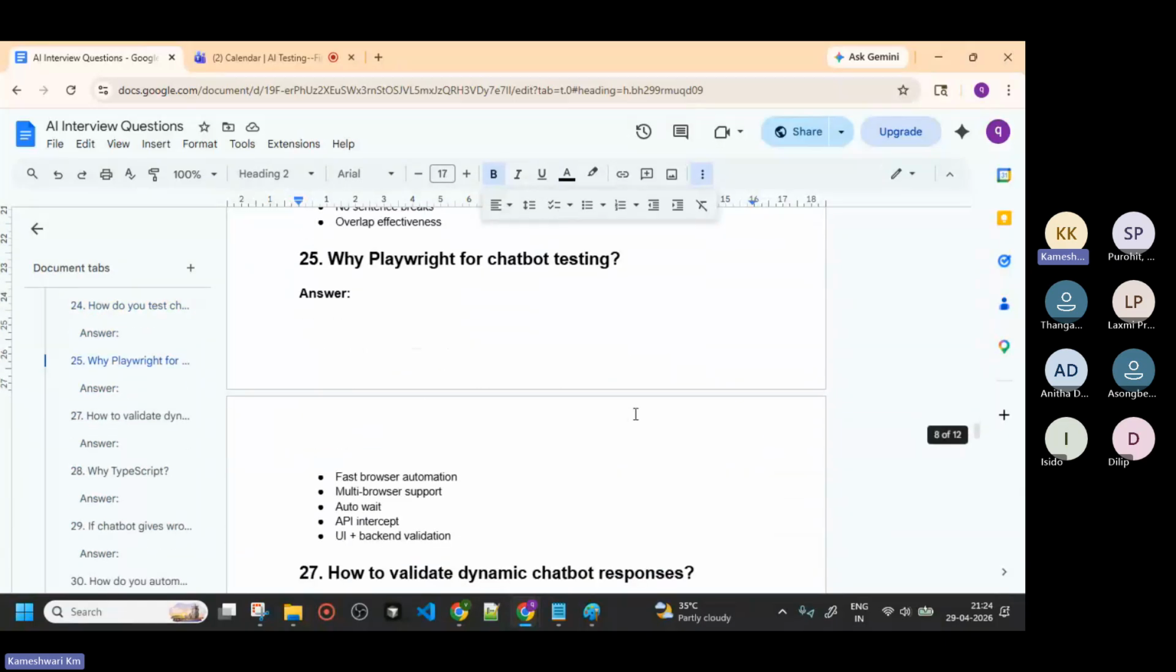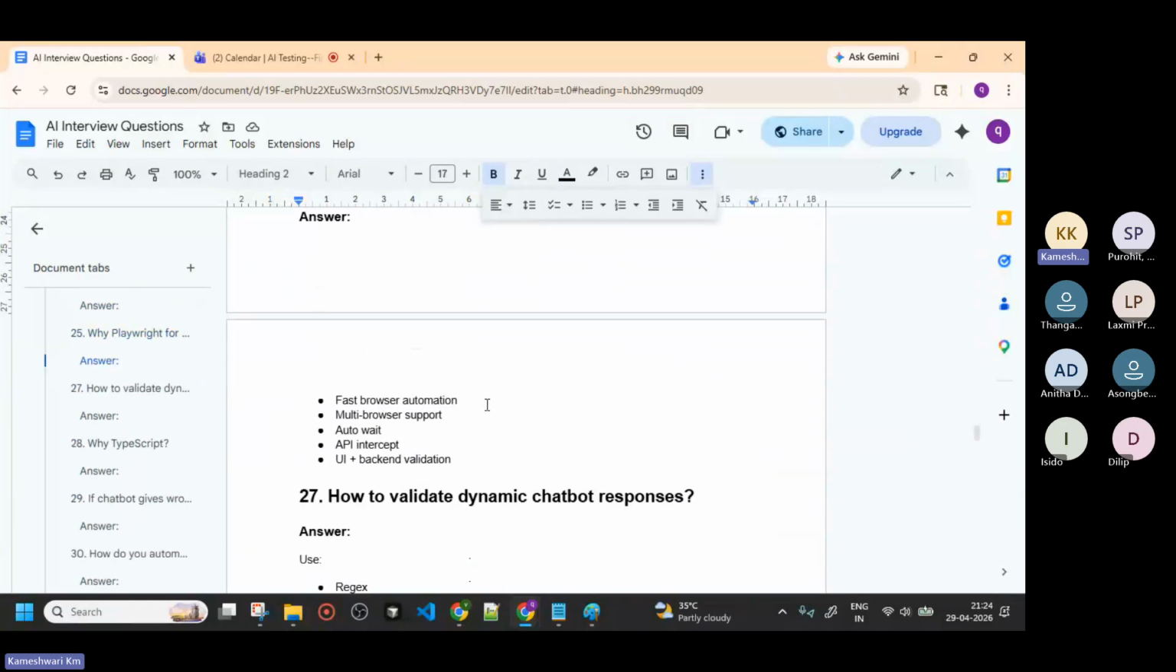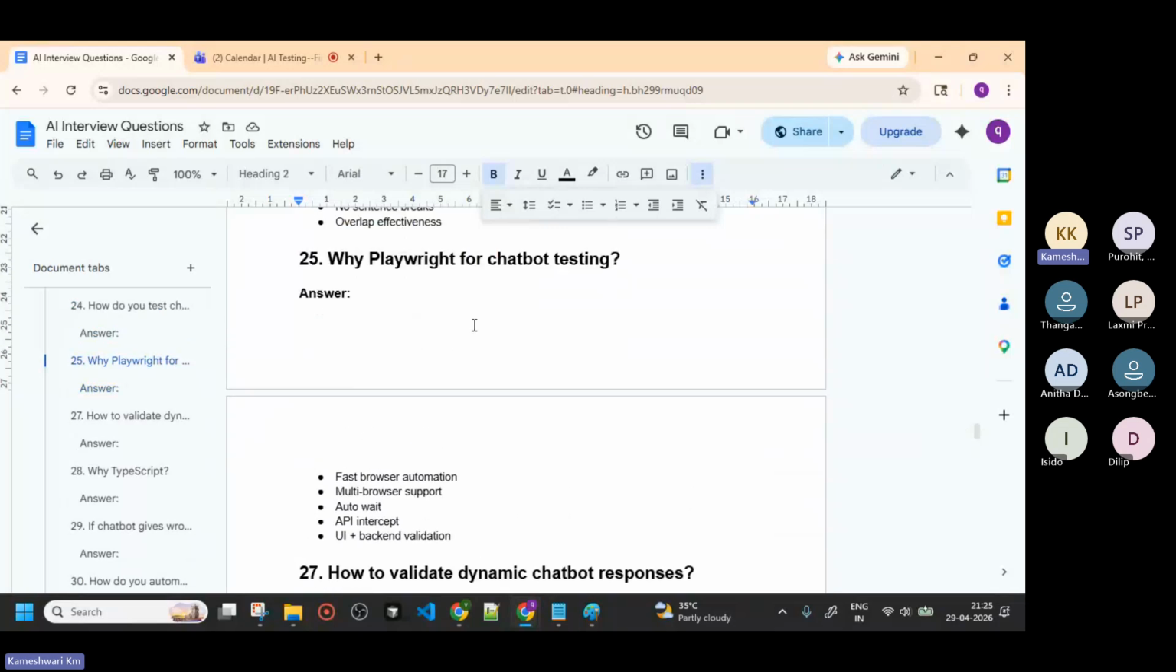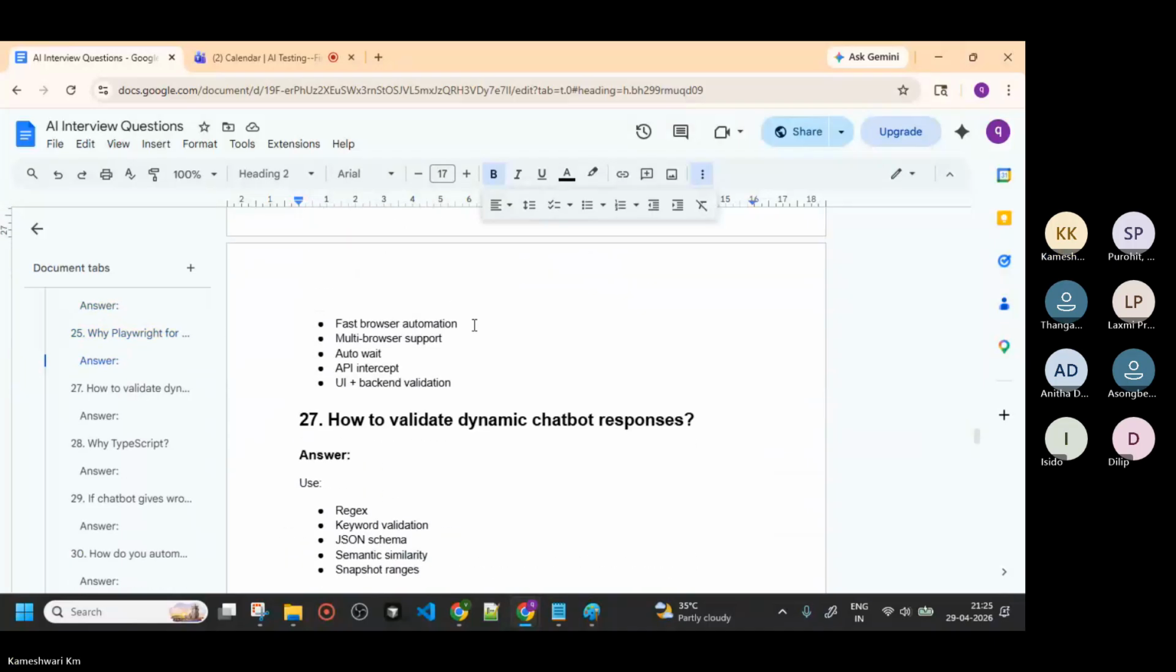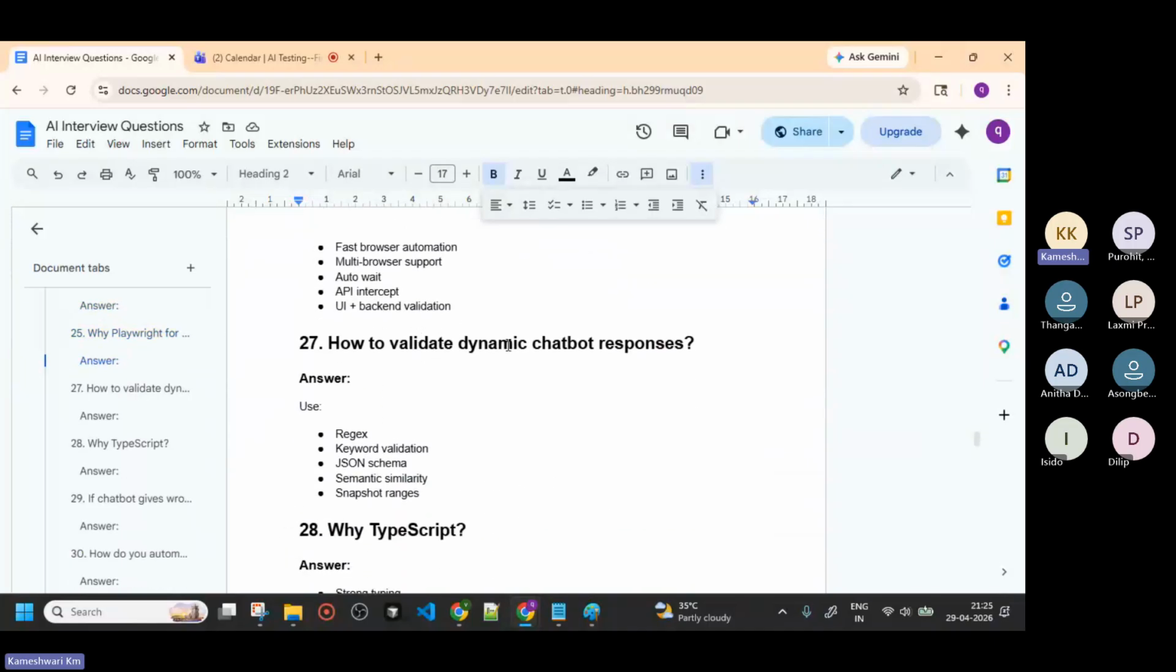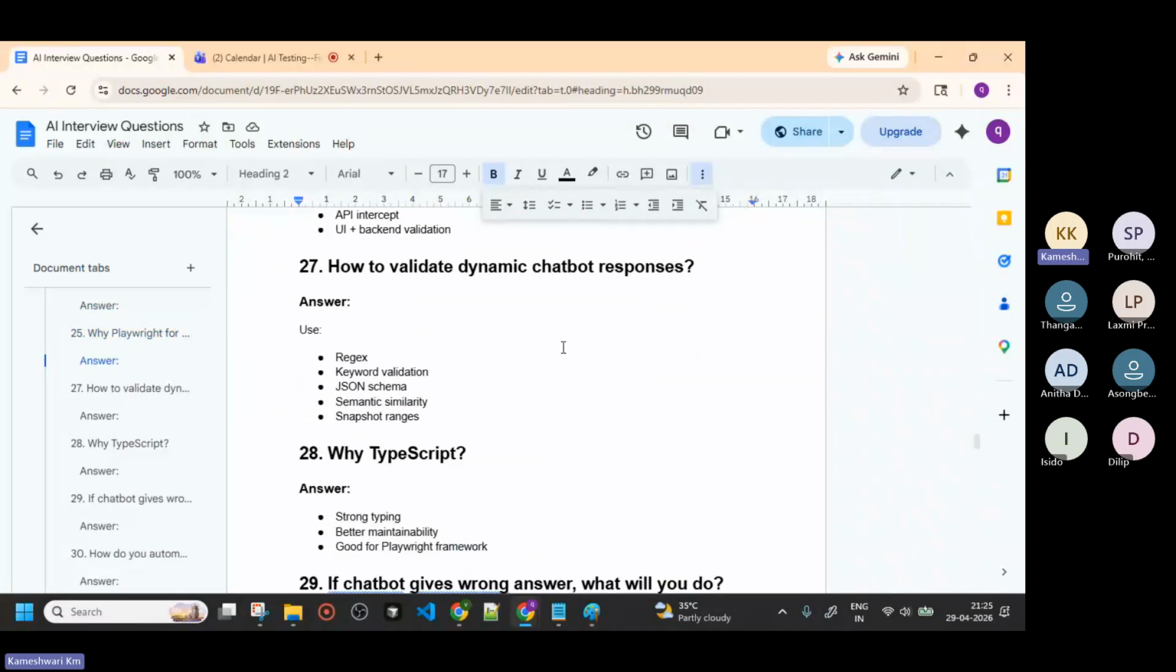Why Playwright for chatbot testing? Fast browser automation, multi-browser support, auto wait, API intercept, UI plus backend validation. This is the capability of Playwright. How to validate dynamic chatbot responses? We use regex or similarity search, semantic similarity, keyword validation, snapshot ranges.